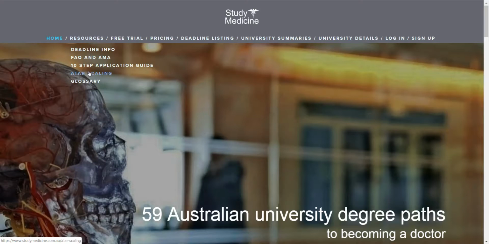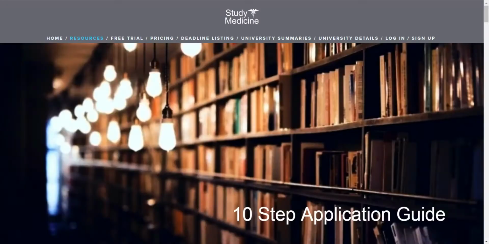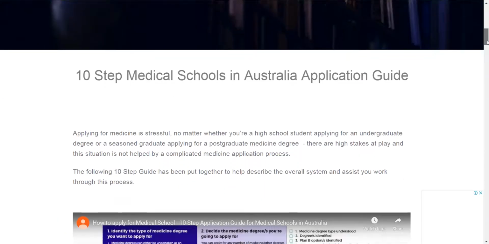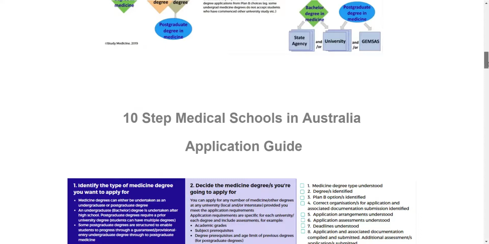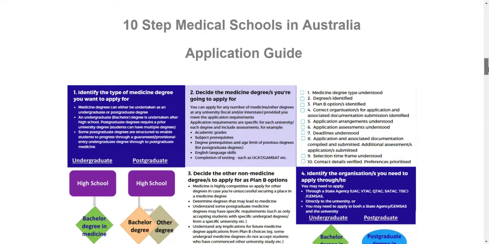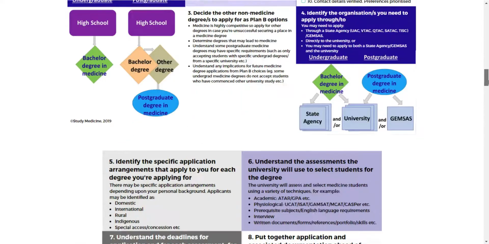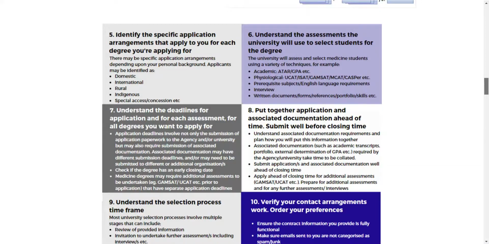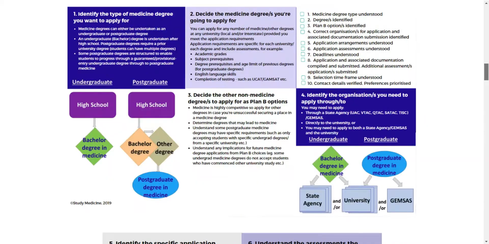So let's head into the 10-step medicine application guide. So here we are in the guide, and I'm just going to scroll down so that you can see it in its entirety. So it's a 2-page document and it's downloadable, and I'll show you how to do that in a moment. There's 10 steps in how you apply for medicine in Australia, and let me walk you through how those 10 steps actually work.